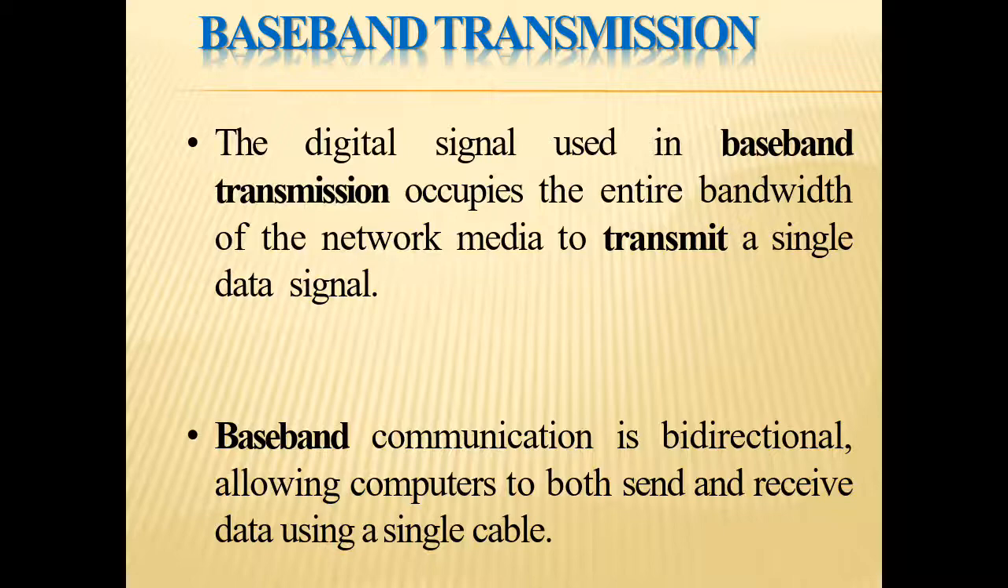If a digital signal is being transmitted, it occupies the entire bandwidth of transmission in the network media to transmit that particular digital signal. This is called baseband transmission. So if bit 0 is being transmitted, it occupies the entire bandwidth of the network media. And this baseband is a bidirectional communication which allows the computers to send and receive the information on a single cable.